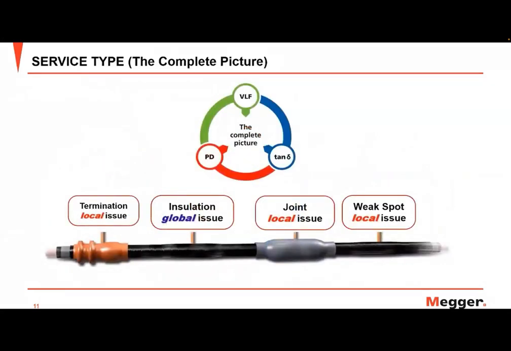Now, if we start to take a look at these individually, we can take a look at the complete picture here. And as I had mentioned earlier, with the complete picture with PD, tan delta, and VLF, we have the ability to not only determine the global condition of the cable insulation, but we can now look at the joints and terminations through partial discharge, as well as weak spots. And then with VLF, we can drive any of those weak spots that are close to failure, and then have the chance to do those repairs while in that planned outage, as you don't have the defect driven to a failure while in service, causing an unplanned outage.